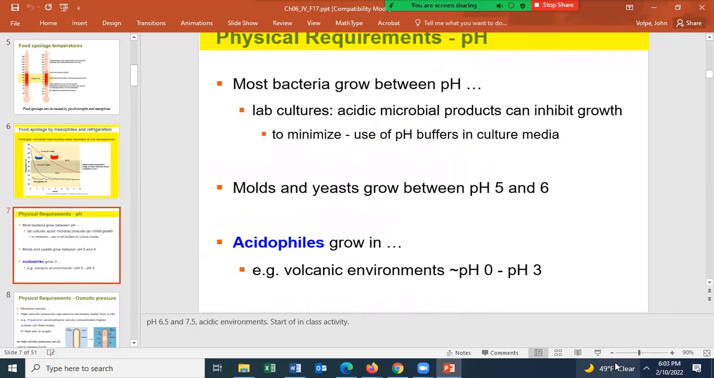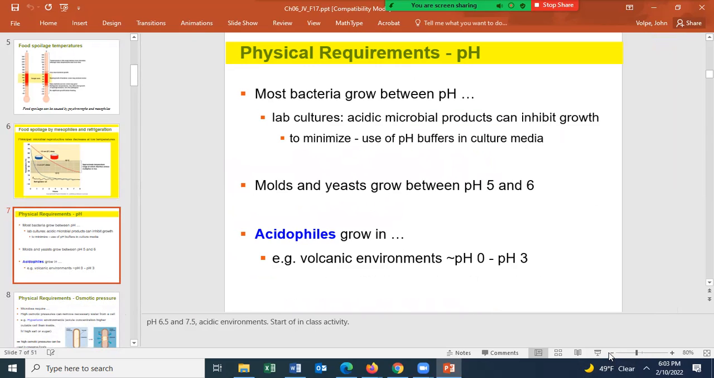All right. Bacteria have a pH requirement. Most bacteria grow best between pH 6.5 and 7.5. However, there are bacteria that do grow in different environments, like an acid environment. Acids generally, once they build up, inhibit the growth of the bacteria. We minimize the acids building up in the solutions in our microbiology lab by adding pH buffers to the culture media.